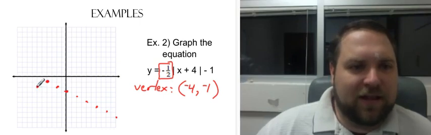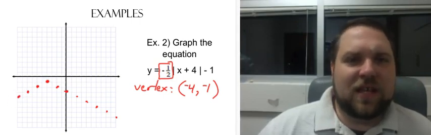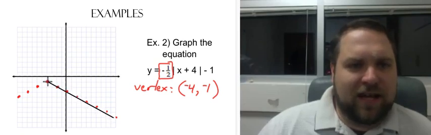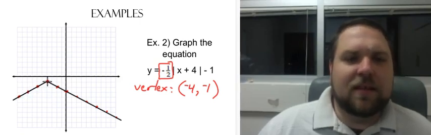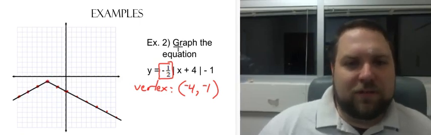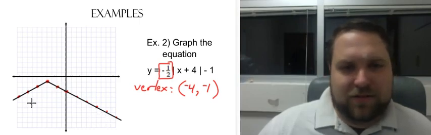My point would be right there, and right there. And I can see that this is making that V shape. And if I connect those, I'll have my graph of the absolute value function. Just like that. So again, all we're doing is we're reading off the vertex, and we're using what we know about slope to graph the rest of it, and there's our shape.